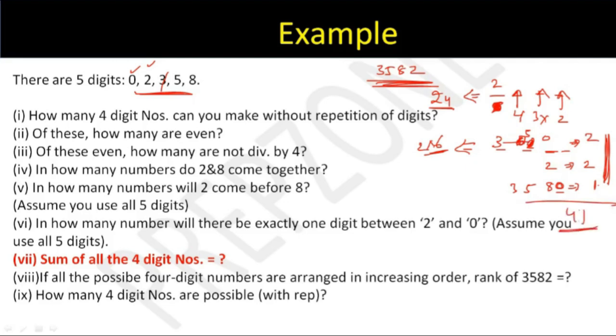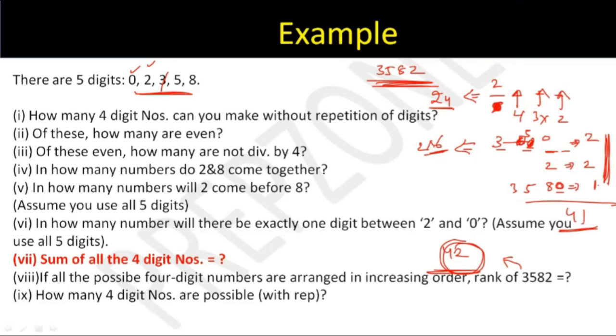If there are 41 numbers before that, what would be the rank of this number? 42. It has to be 42. Awesome. The answer to this question is 42, and this is the only way we have discussed to solve it. Everyone, is this clear? How do you solve rank questions?